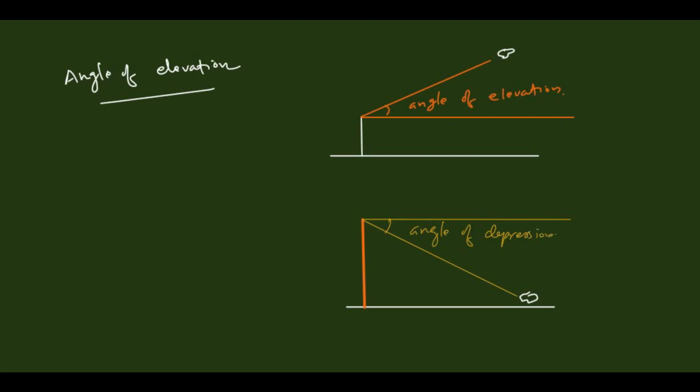Depression. What is angle of depression? It is the angle made by an observer between his horizontal ray of vision and the ray of vision which he made to see the objects which are at the bottom. And so this one is the angle of depression.